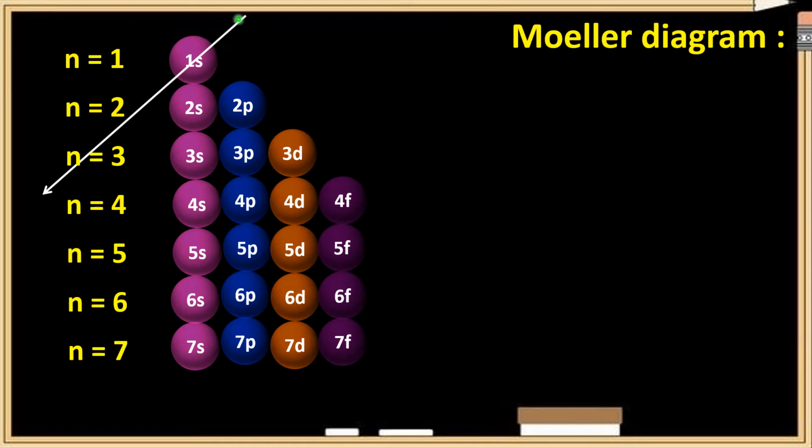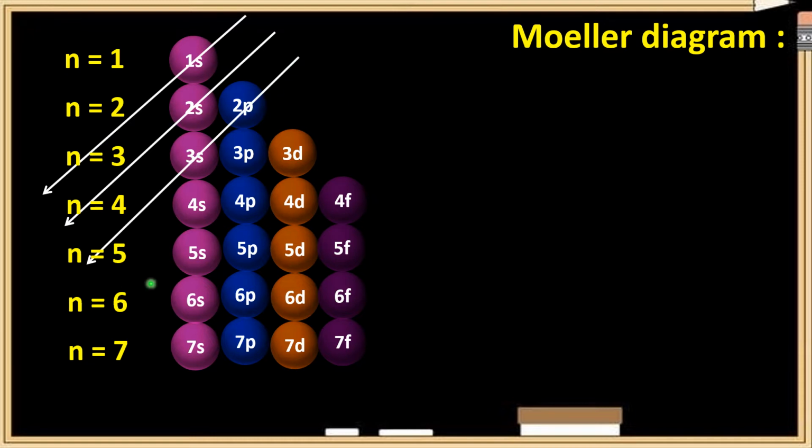Then let us draw one more arrow parallel to this arrow. See here, this arrow is passing through 2s only. So after filling 1s orbital, 2s orbital is filled. Next, let us draw one more arrow parallel to this arrow, and this arrow is passing through 2p and 3s. So in that order only electrons fill the orbitals. So 1s is filled first, next 2s, 2p, then 3s.